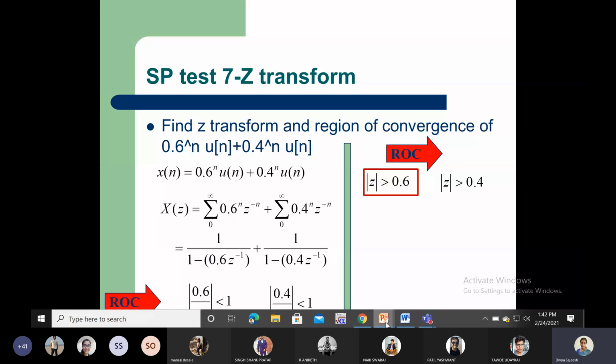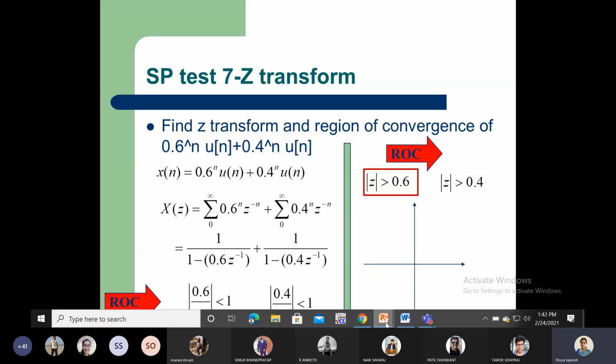Now from the properties of region of convergence, if we have two signals on the same side, because here both signals are on the positive side, then the region of convergence should be that of the highest one. If it is on the right hand side, the region of convergence should be of the highest value of z. If I plot it graphically, things will be more clear.